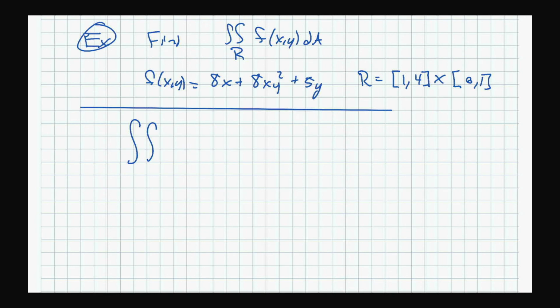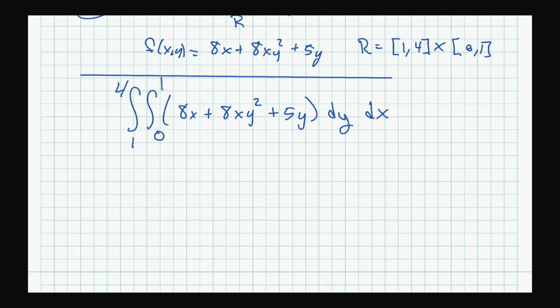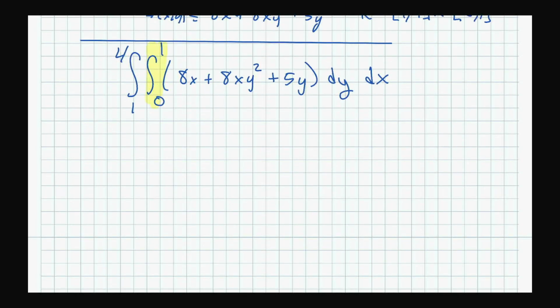All right, so double integral of the function 8x plus 8xy squared plus 5y. We're doing the y integral first because they said so, and then dx. And then your limits, well, if we're doing the y integral first, our limits are 0 to 1 on the inside, right? Those are the y limits. And then the x limits are 1 to 4. Okay, so we just do the inside integral first, right? So you got your integral from 1 to 4, and then we integrate here from 0 to 1, and then we got a dx on the end.